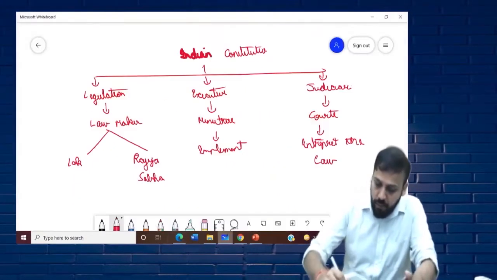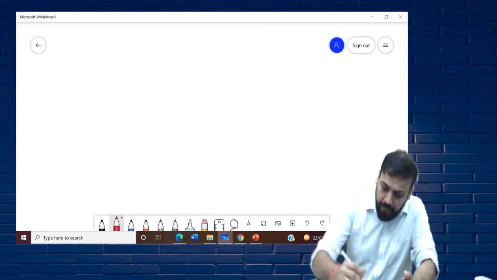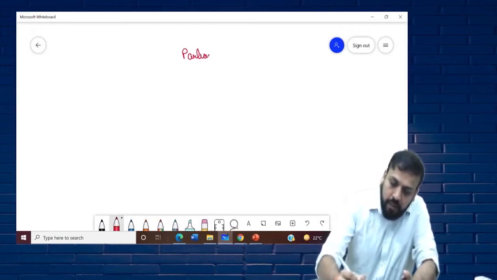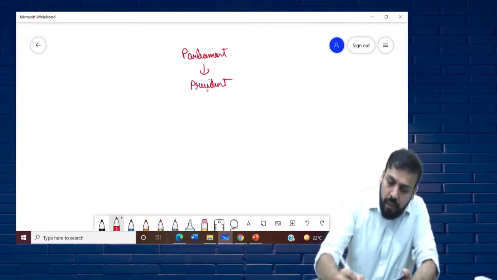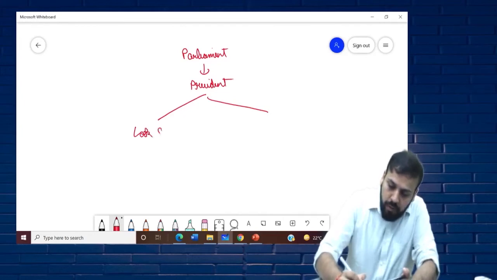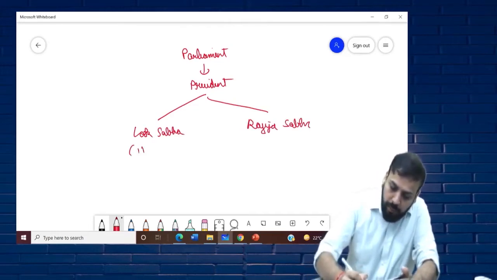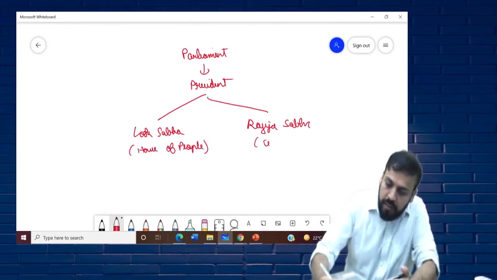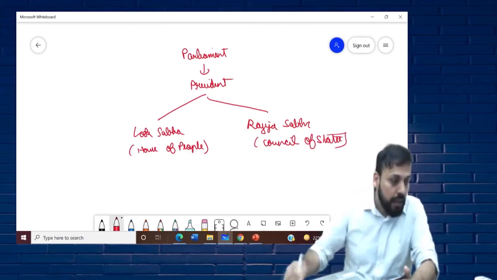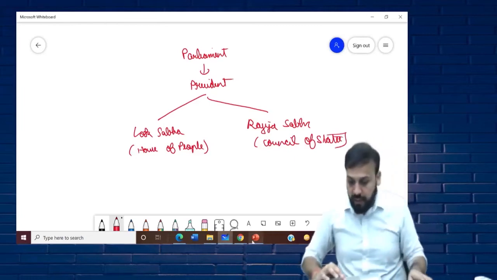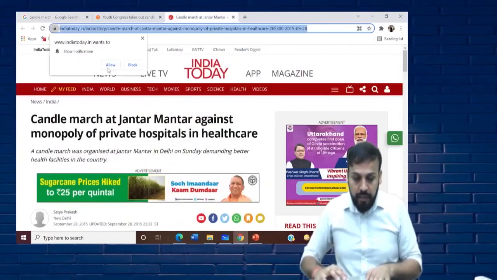See, Parliament consists of what? Parliament consists of the head, who is the President, followed by the Lok Sabha and Rajya Sabha. Lok Sabha is called the House of People, and Rajya Sabha is called the Council of States. Very clear. Let us see the website.